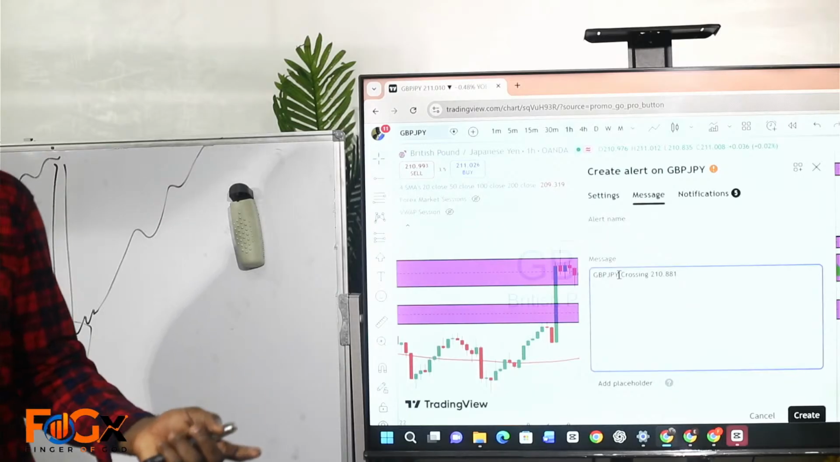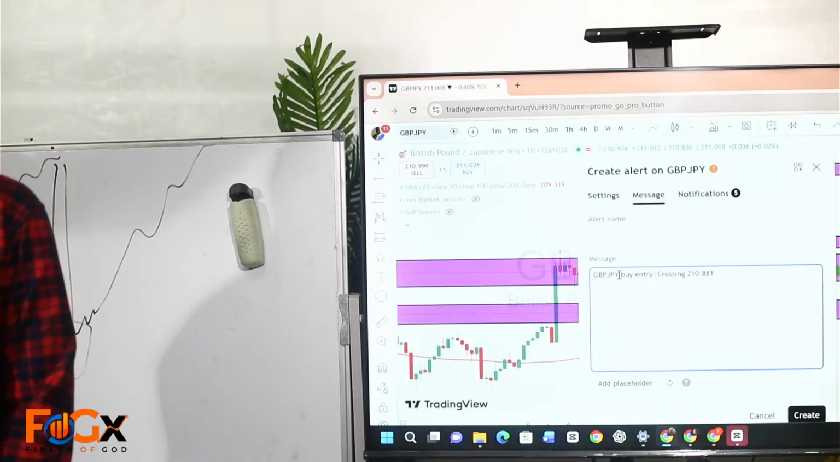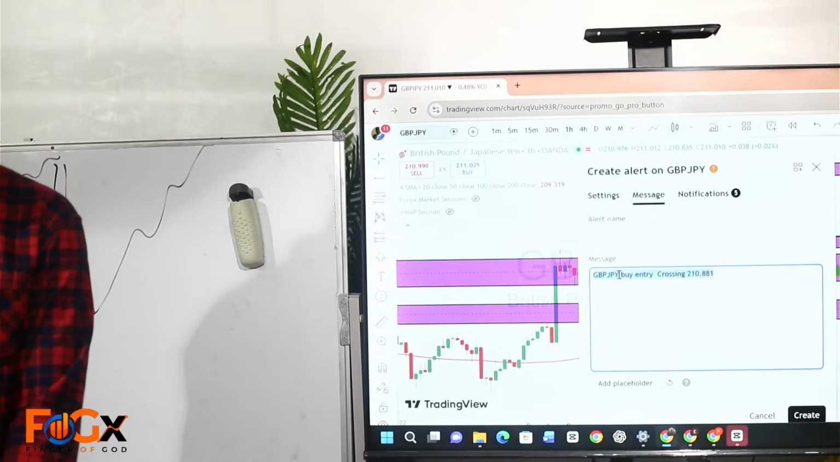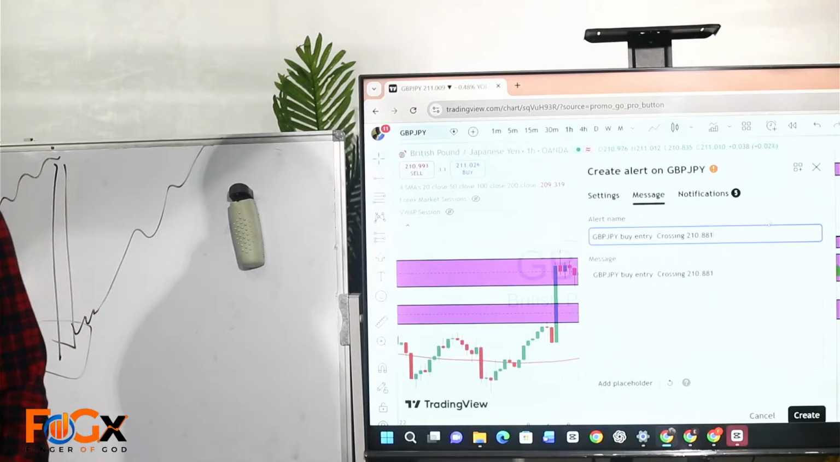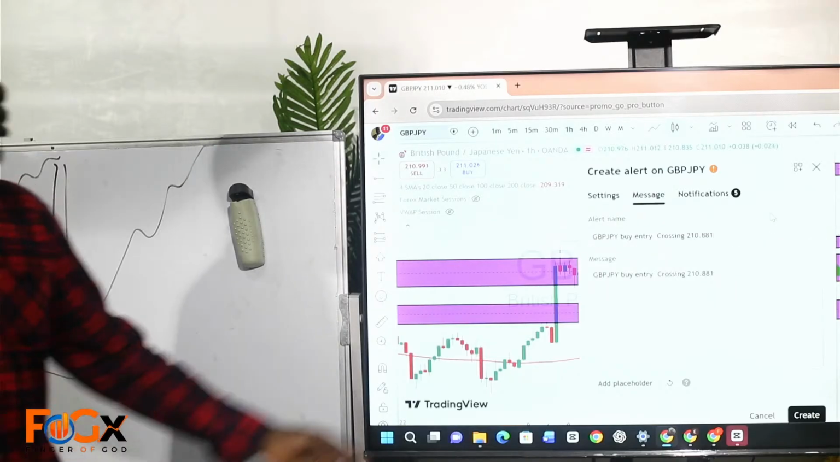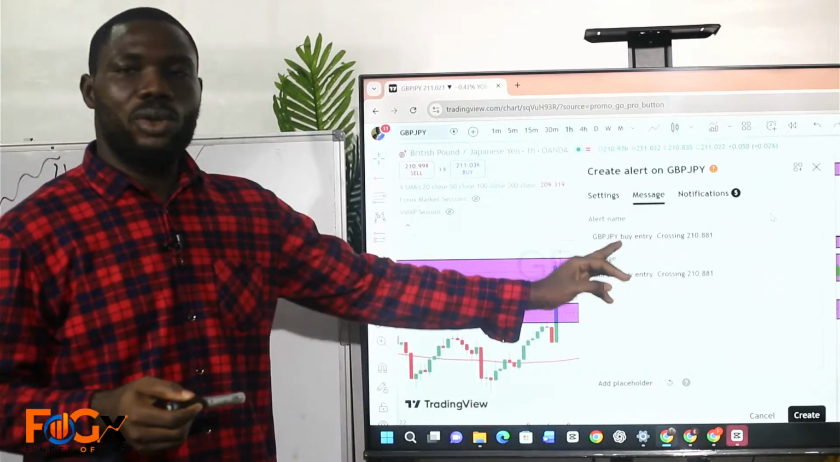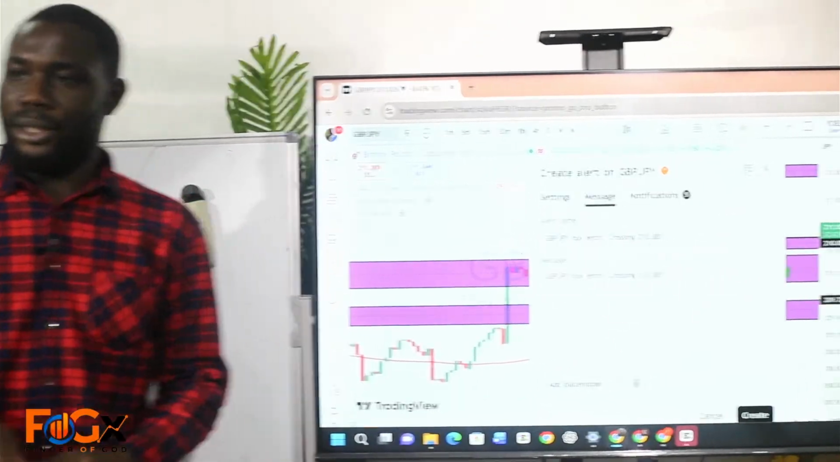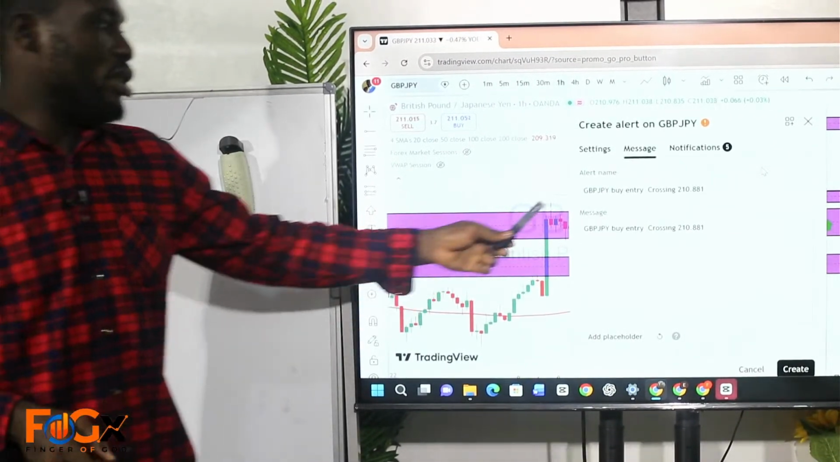GBP JPY buy entry crossing. You copy this and paste it here. That's the way I put it, so that I will be reminded that that zone is for a buy entry. I hope we understand. That zone is for a buy entry.